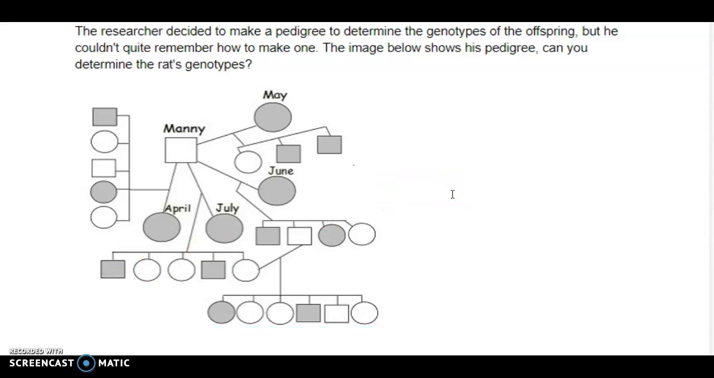So all the affected offspring are little a, little a, and all the unaffected offspring will have to be big A, little a, because the moms only have little a's to give.